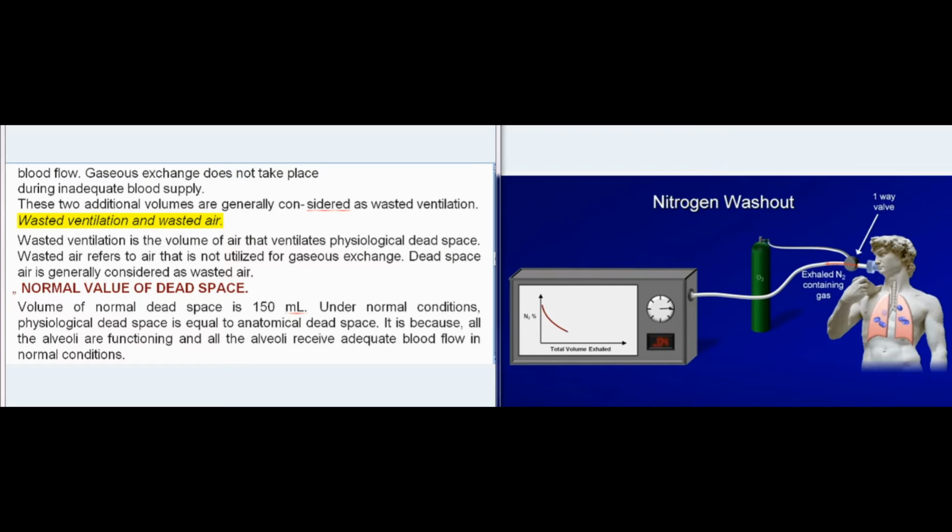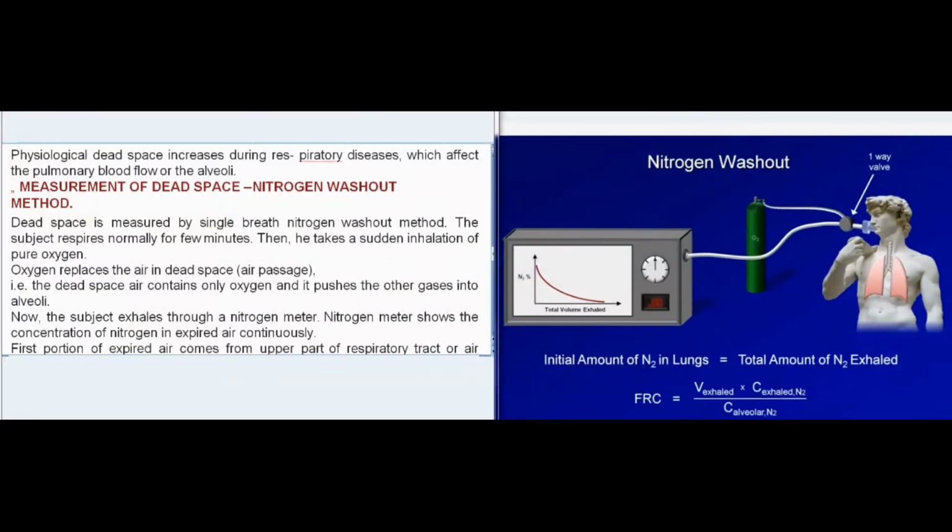Normal value of dead space. Volume of normal dead space is 150 ml. Under normal conditions, physiological dead space is equal to anatomical dead space. It is because all the alveoli are functioning and all the alveoli receive adequate blood flow in normal conditions. Physiological dead space increases during respiratory diseases which affect the pulmonary blood flow or the alveoli.